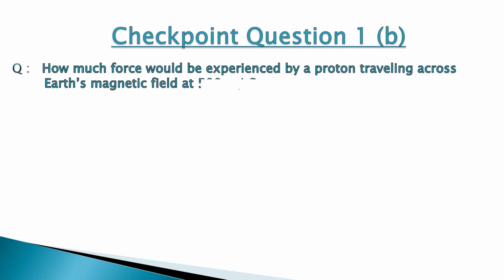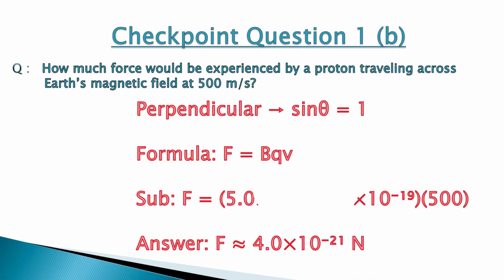How much force would be experienced by a proton traveling across Earth's magnetic field at 500 meters per second? Part B looks at a single proton moving across Earth's magnetic field. The formula is F equals BQV sine theta. The proton is moving across the field, so sine theta equals 1 and it reduces to F equals BQV.